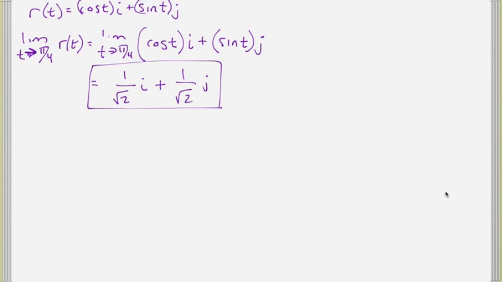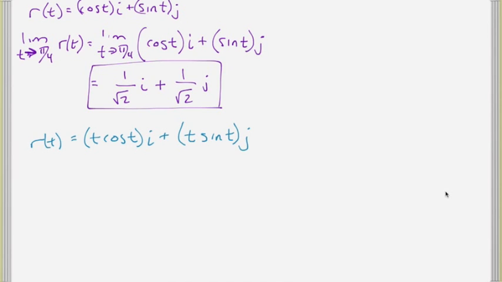For points of discontinuity, if r of t is equal to t cosine of t i plus t sine of t j, we want to say, where is this thing discontinuous? Because it's usually easier when we talk about the continuity of something to say where we have problems and then say it's continuous everywhere else. So where does this thing have problems with continuity?